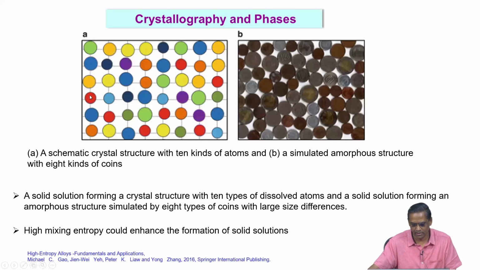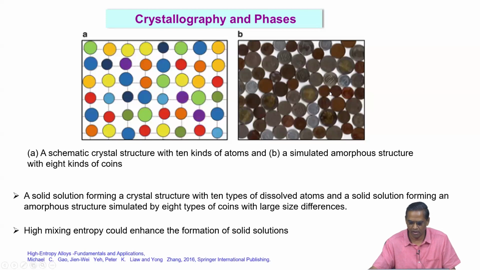On the other hand, it is a very interesting image. This is from this book. Most of the ideas I am taking from this book by Professor A and his colleagues. And what you see in this image is a simulated amorphous structure. It represents a simulated amorphous structure, 8 kinds of coins. So what is the difference between these two images?